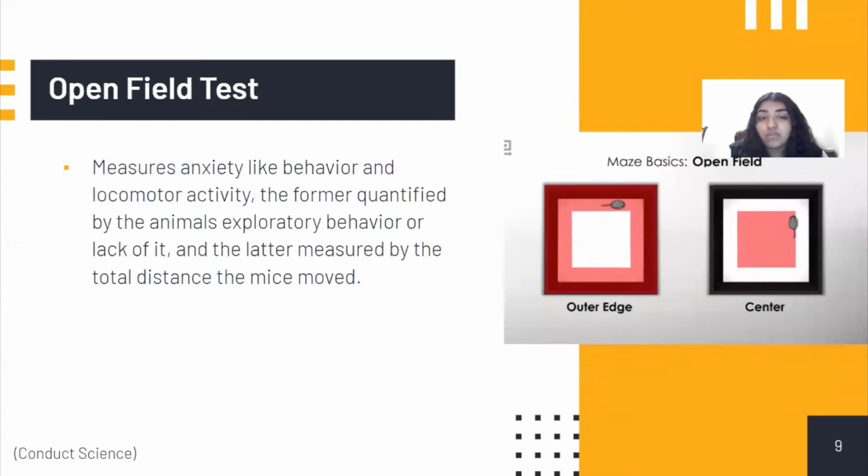Another behavioral assay of depression is the open field test. This measures anxiety-like behavior and locomotor activity. Basically, mice are placed into this box.